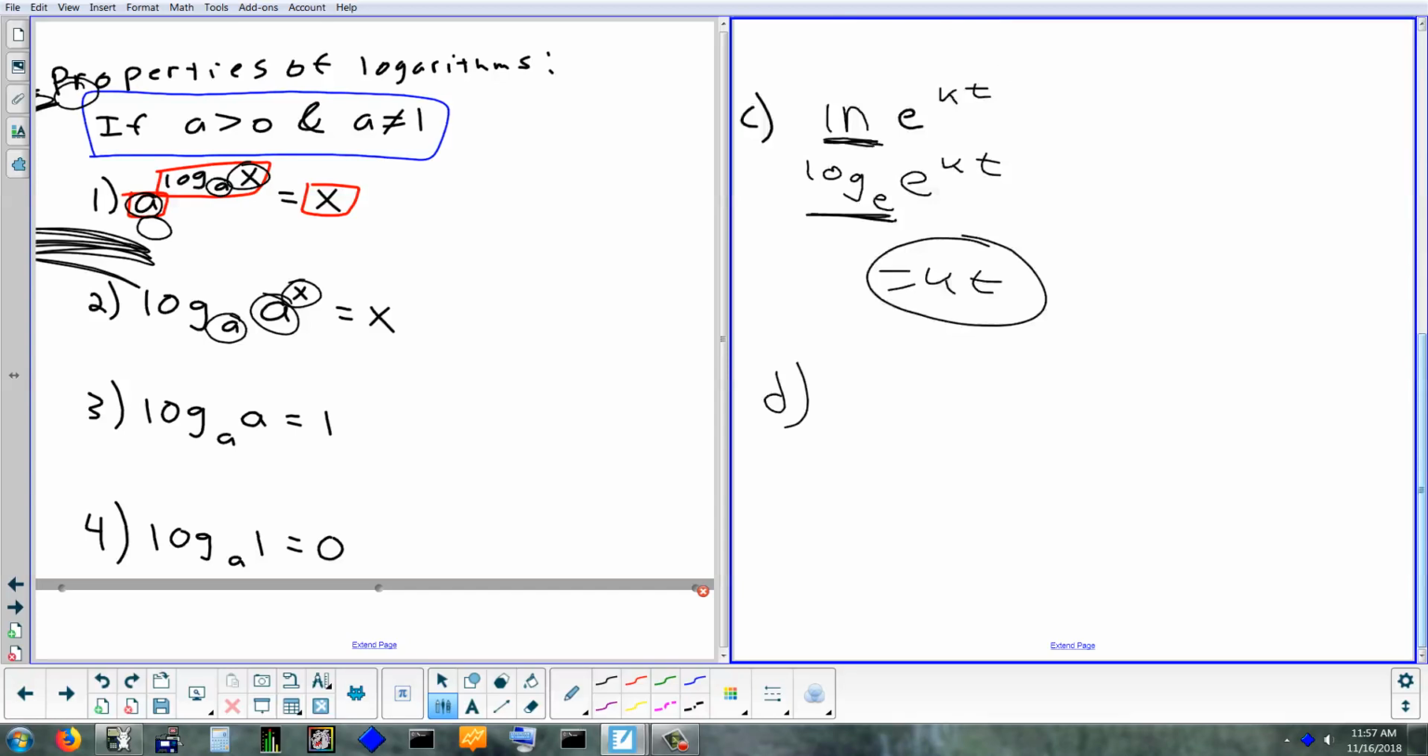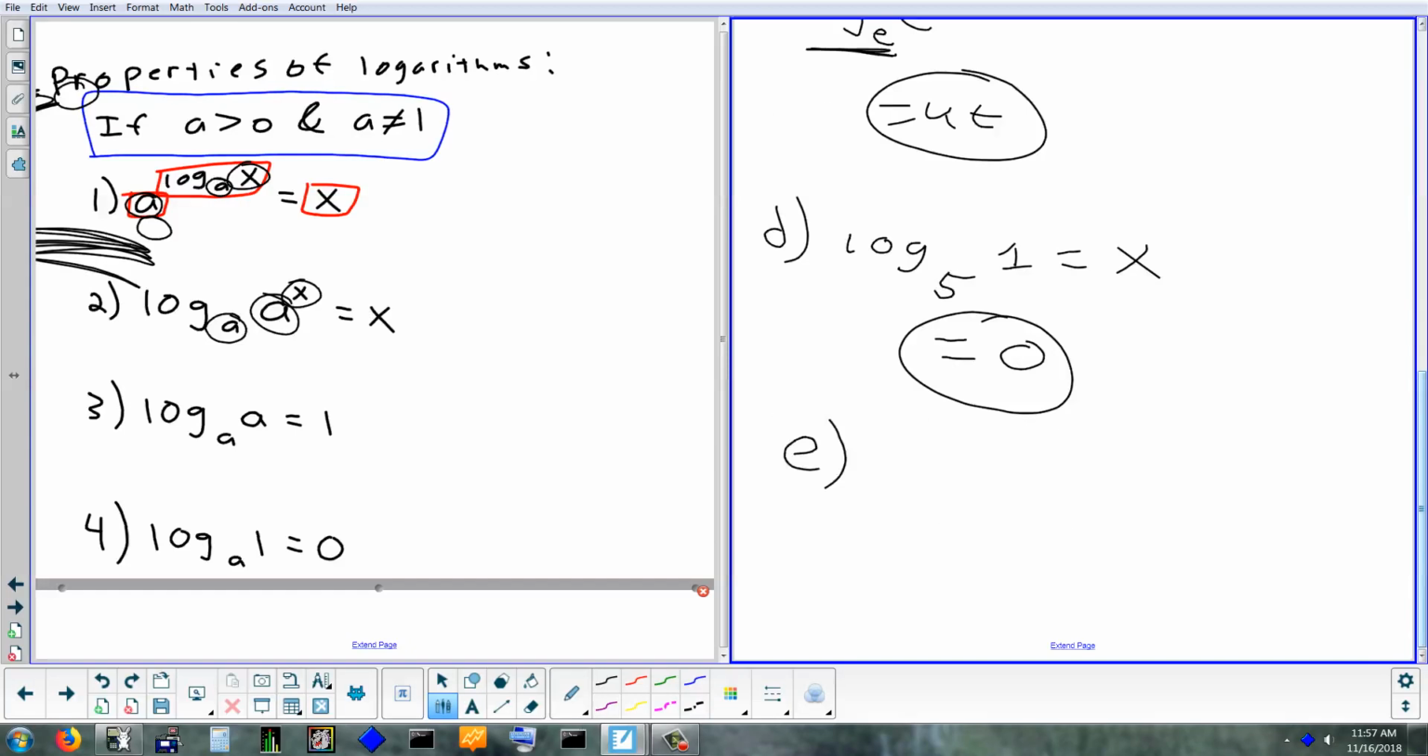We don't know. Let's do log base 5 of 1. 0. That's property 4. The log of 1 is always 0. Okay. And let's do log base 12 of 12. The answer there would be 1. It's the special pattern number 3. x equals 1. Any question on the special properties? Okay.